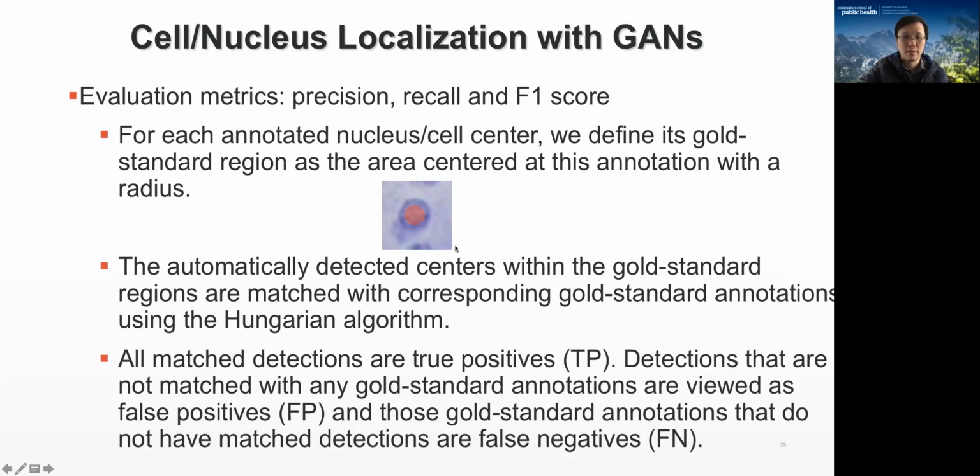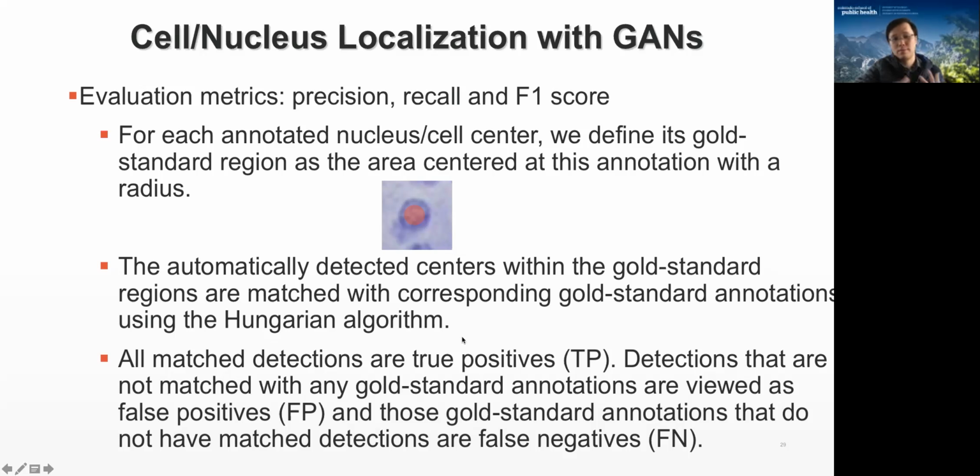But it's possible that we will have multiple predictions in the same region. So here we use the Hungarian algorithm to do the optimization. Here we build a bipartite graph, where the nodes are the predictions and the gold standard annotations, and the edges between the nodes are the distance between the prediction and the gold standard. And we solve this optimization problem by using the Hungarian algorithm, minimizing the total loss.